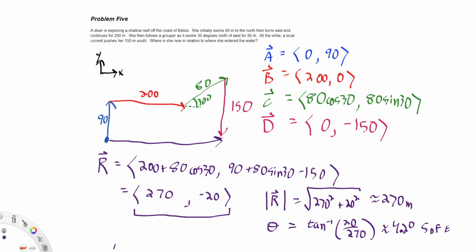Added 180 degrees in putting south of east. So if you put 184 degrees, that's actually in quadrant 3, not in quadrant 4. So that direction is not correct.